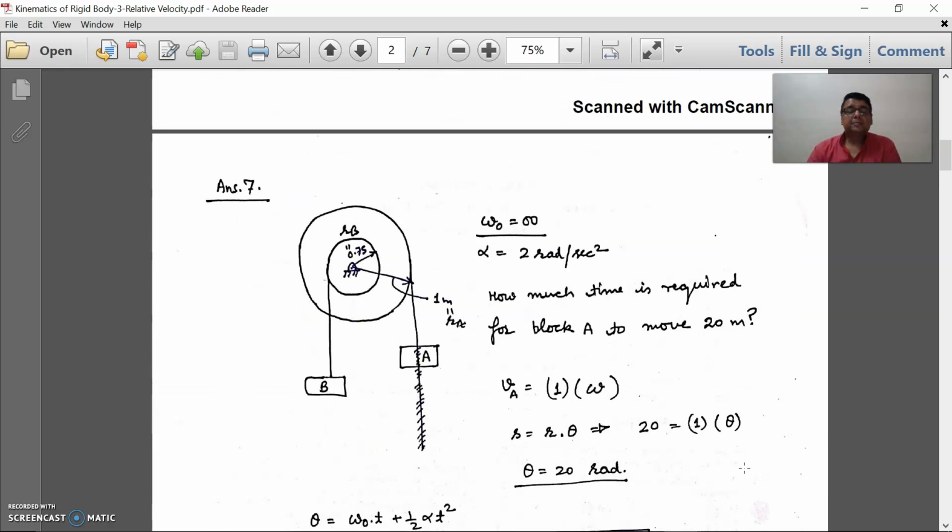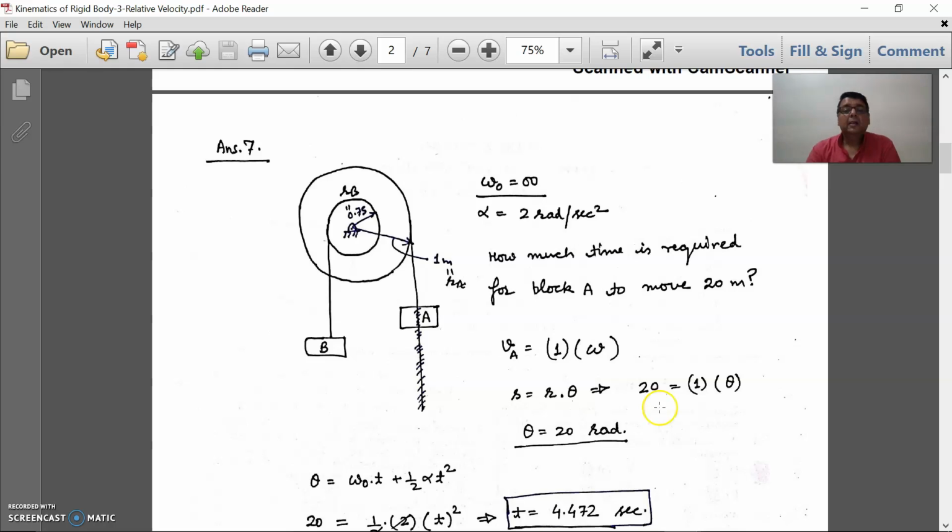How much time is required for block A to move 20 meter? Now one point is very clear. If block A moves 20 meter, then how much will the larger pulley rotate? We know V is equal to R into omega, VA, and S is equal to R into theta. S is equal to R into theta, and S is 20 meter.